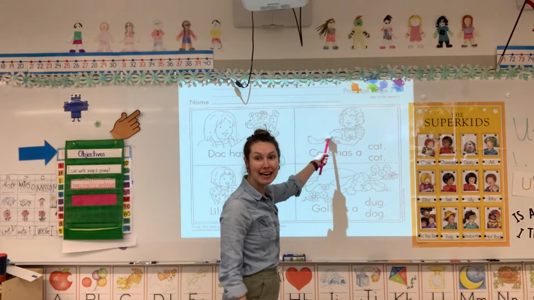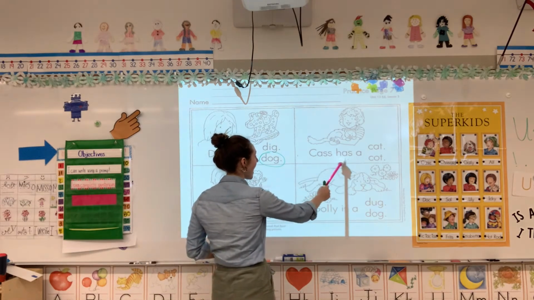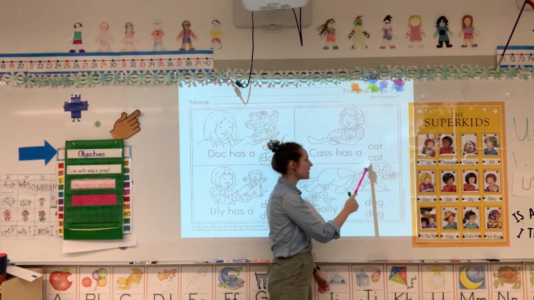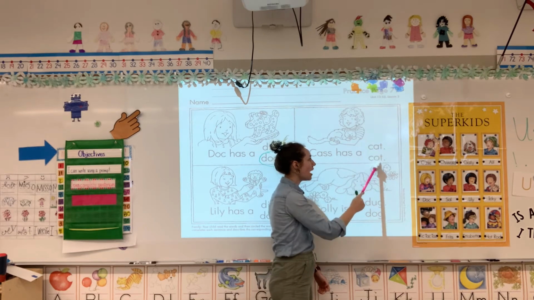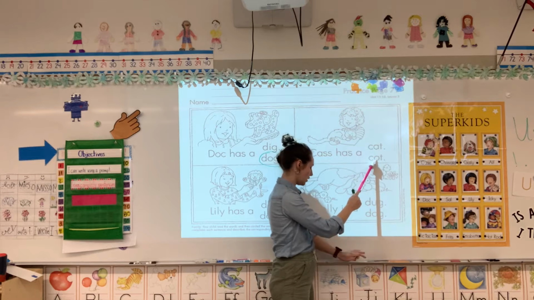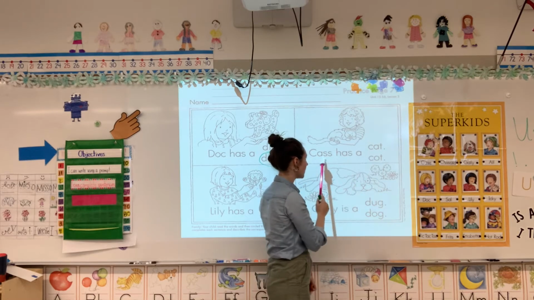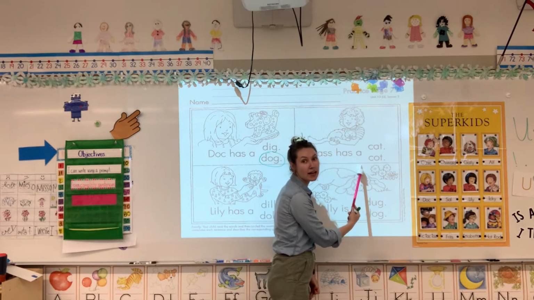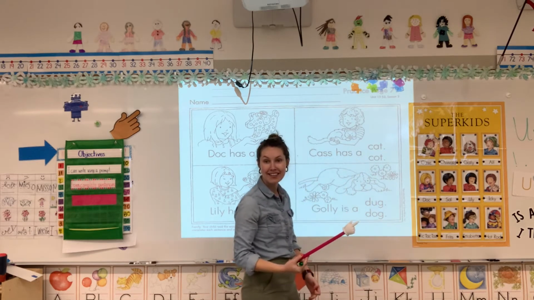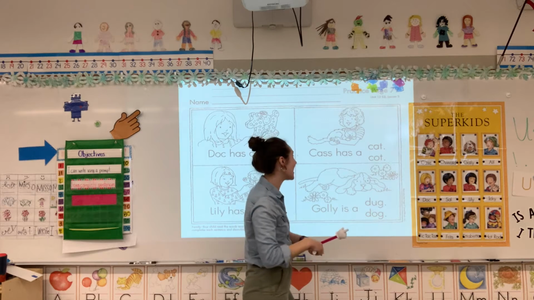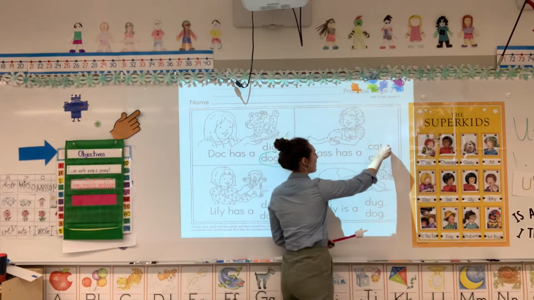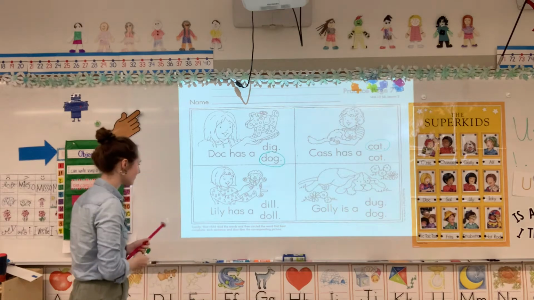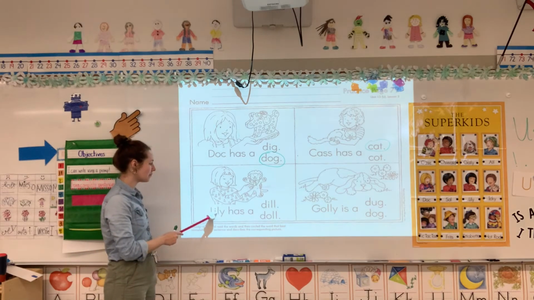This one is about Cass. Cass has a, and then notice our consonants here are C and T. Our vowels are A and O. So which word is correct? Cass has a cat or Cass has a cot? Cass has a cat. Cass has a cat. She does not have a cot. Nice work. Let's try this one out.